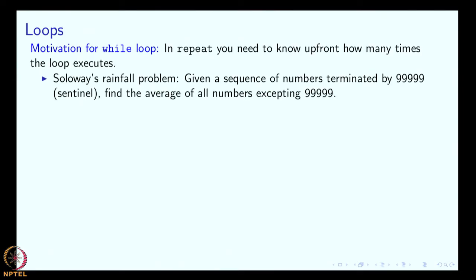Now here Soloway's rainfall problem that we have talked about earlier can come in handy. The problem is, given a sequence of numbers terminated by 99999, which is a sentinel, find the average of all numbers except for 99999. So we don't know how many numbers are going to be there, and therefore the repeat cannot be used, so a while is needed. But with great power comes great responsibility as well.